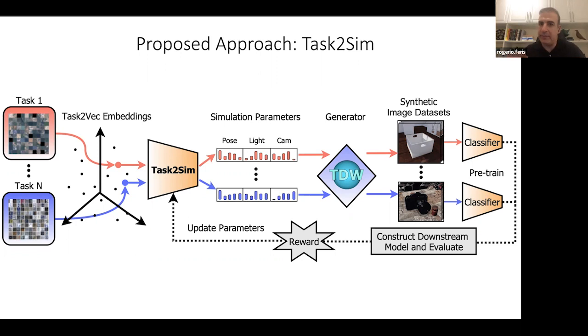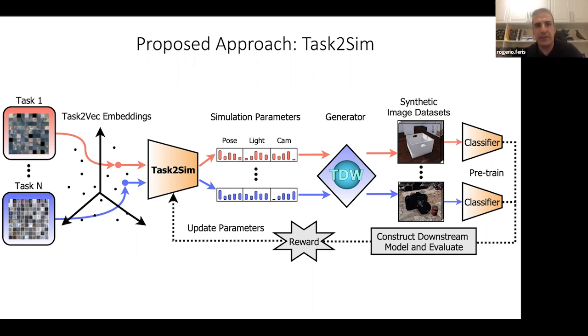Once you have these parameters, then we have the generator. In this case, we are using this platform from MIT, the 3D World or TDW, to generate these synthetic image data sets per task. Once the synthetic image data sets are generated, you can pre-train a model on these data sets and then fine-tune them on the downstream tasks. Now the reward here is actually the accuracy from the downstream tasks. So the idea is that we optimize for transfer learning performance. Based on this reward, which is based on accuracy, we update the parameters of our model, similar to how we did in block drop, using policy gradients.